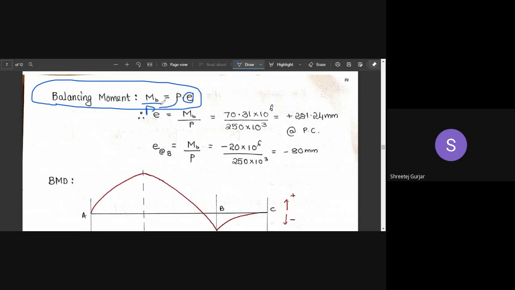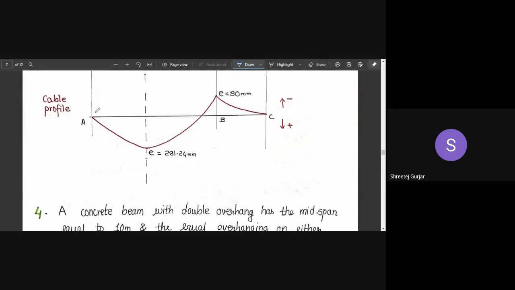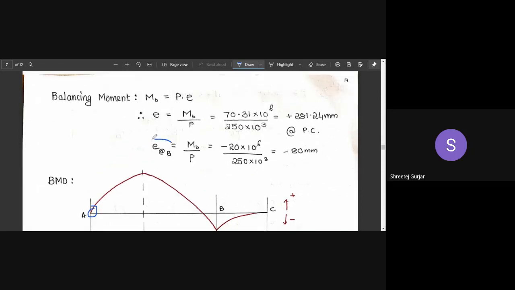This P will go over here. It will go at the denominator, and we know all the bending moments. Simply we can substitute all those things. So eccentricity at A will be 0, obviously, you can observe here it is 0, and eccentricity at C is 0, right? We need to calculate what is the eccentricity at B. So eccentricity at B is what?